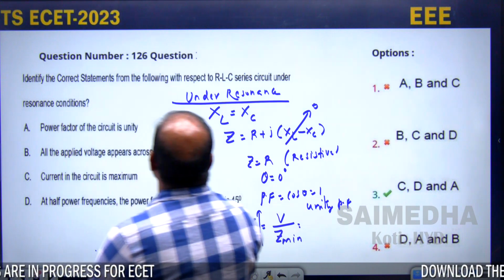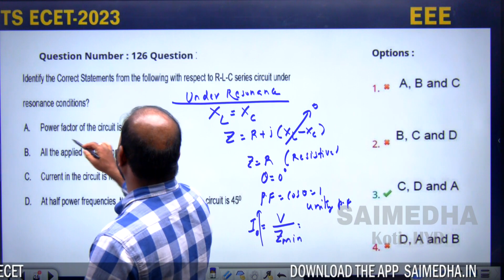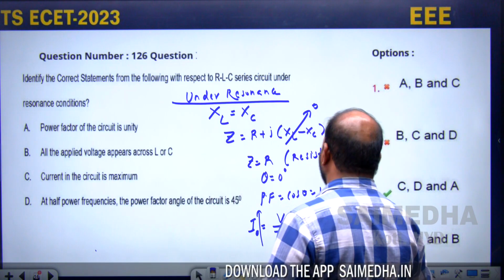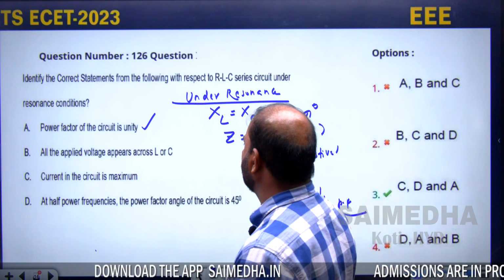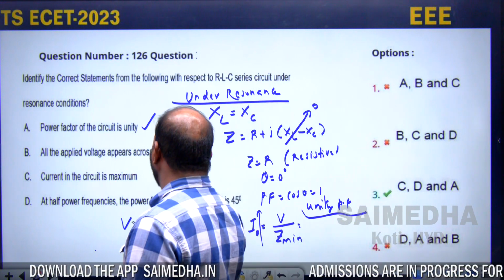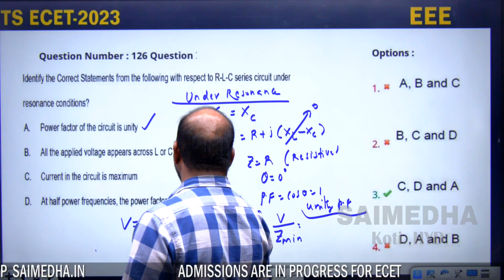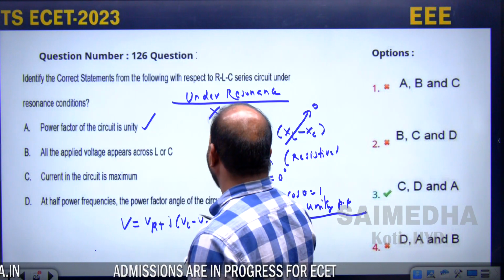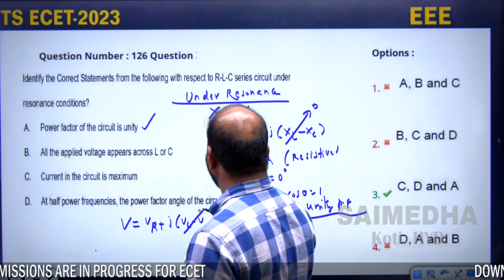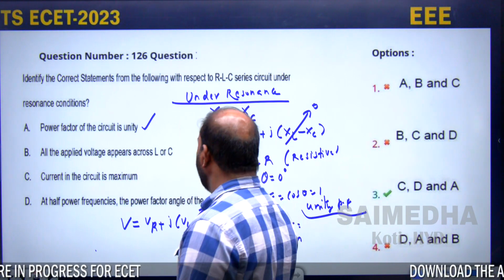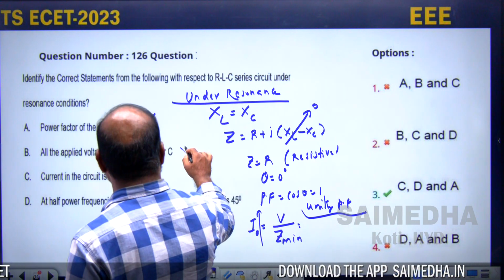Identify the correct statement with respect to RLC series circuit under resonance condition. Power factor of the circuit is unity. Of course, this is a correct statement. All the applied voltage appears across L and C. This is a wrong statement. Why? Because the net voltage is given by V equal to VR plus j(VL minus VC). Since XL is equal to XC, equal voltage will be applied across the inductor and the capacitor, so this term gets cancelled. So the total voltage will be applied across the resistance only. So this statement is wrong.